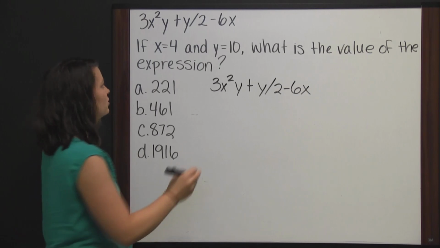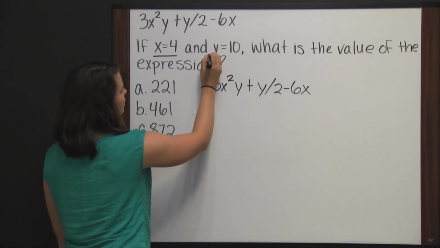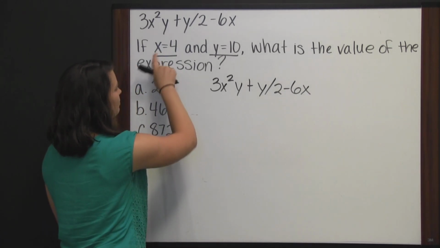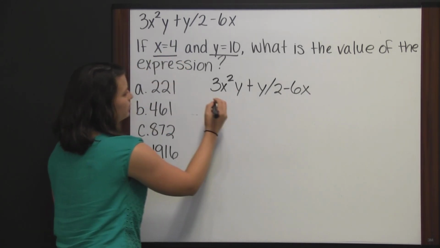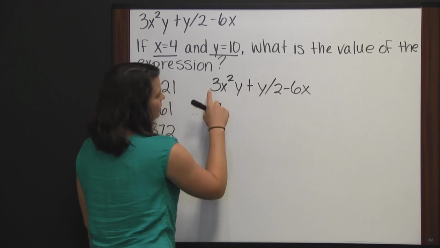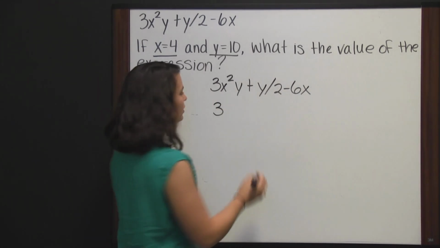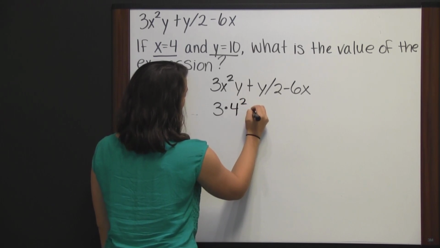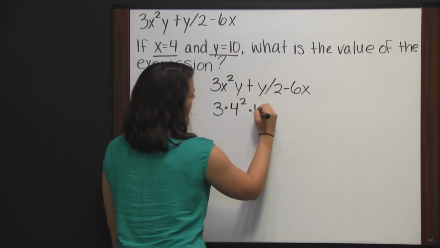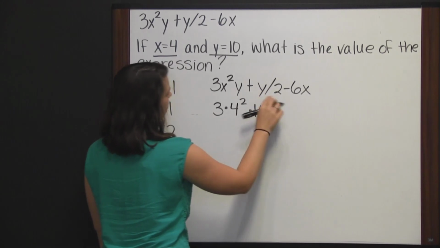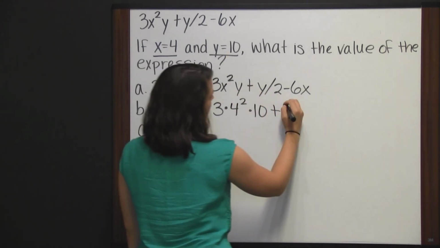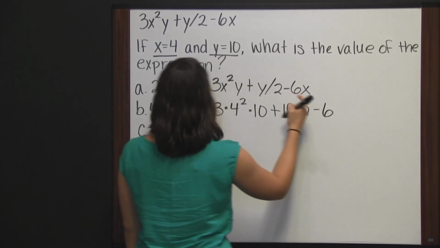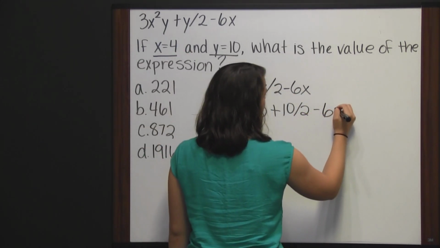Next, we need to substitute these numbers we were given for their variables. So we're going to replace our x's with 4's. So we have 3, this is 3 times x squared, so it's 3 times 4 squared, times y, which is 10, plus y divided by 2, or 10 divided by 2, minus 6 times x, and we're replacing x with 4.